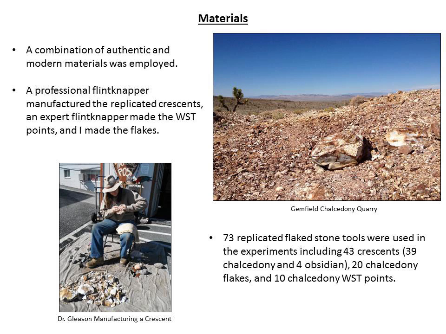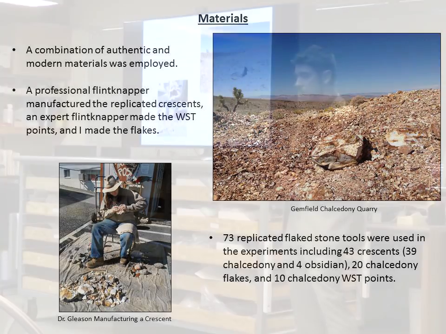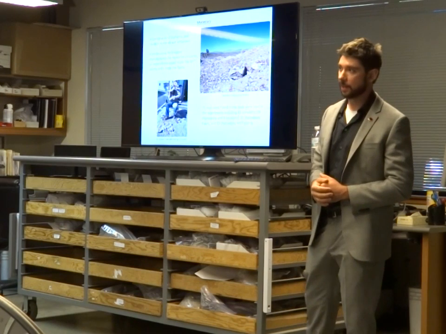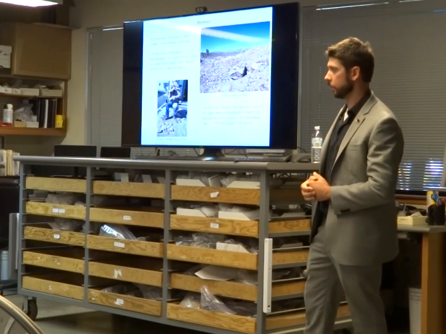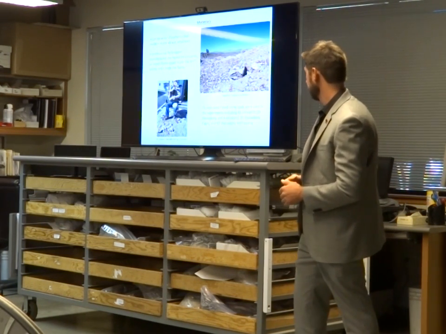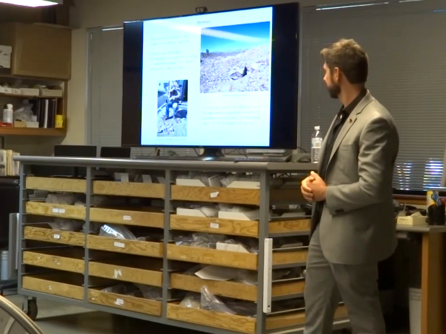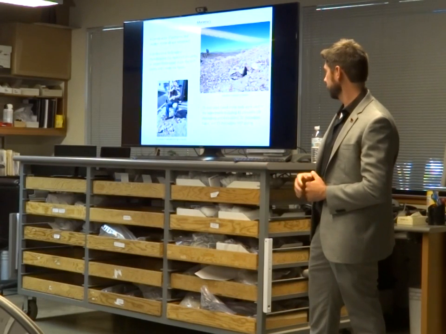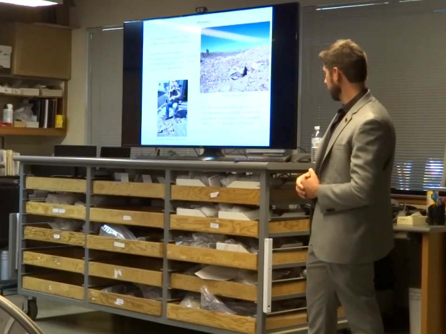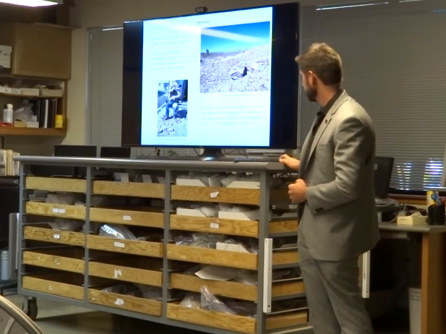So I used a combination of authentic and modern materials. I contracted a professional flint knapper to manufacture the replicated crescents. I drove to the Gentfield Chalcedony source, picked up a whole bunch of toolstone, which is what she made the crescents out of. I shipped 20 pounds of it to Australia and had an expert flint knapper make me some western stem points, and then I made the flakes. In total, there were 73 replicated stone tools used in the experiments, including 43 crescents, 4 of which were obsidian, 20 chalcedony flakes, and 10 chalcedony western stem points.